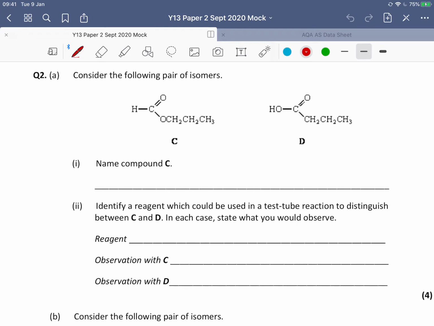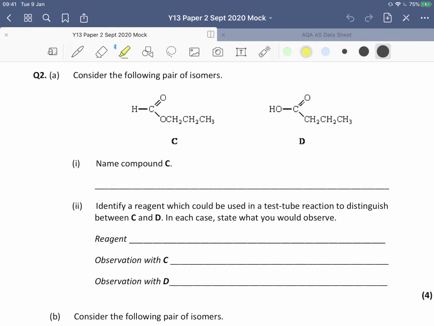So I think it's going to be helpful for us to think about what functional group they have, what type of compound they are before we begin to name them, or name the one that we have to do. So we consider the following pairs of isomers.